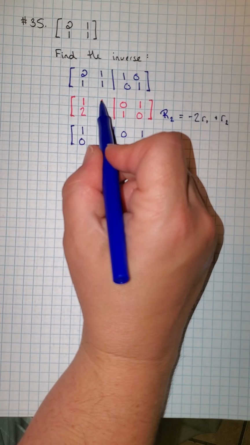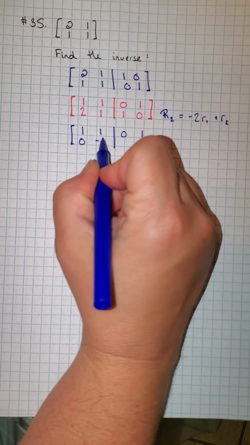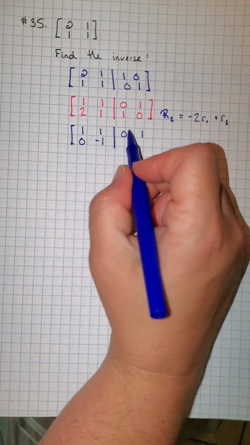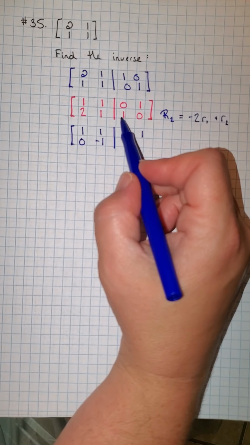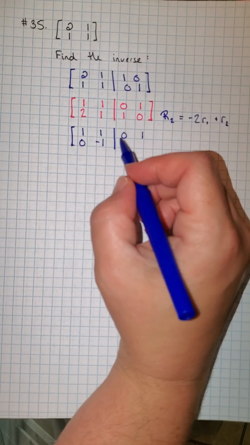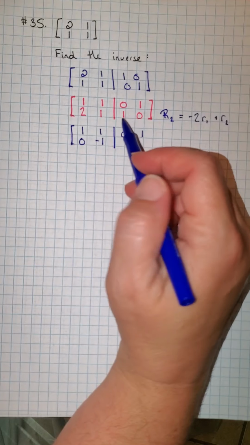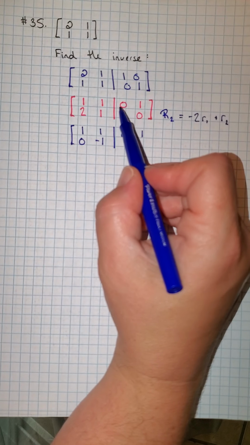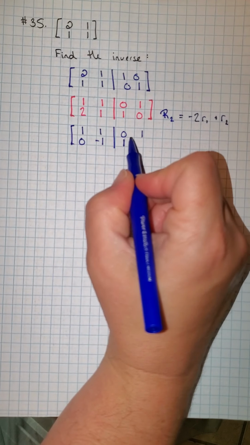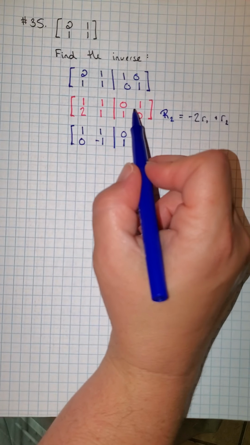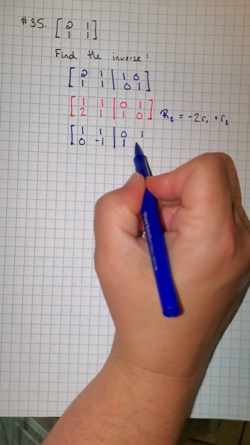Negative 2 here, negative 2 times 1 is negative 2. Plus 1 would be negative 1. Then you have negative 2 times 1 would be negative 2, plus 0 is negative 2. Hang on, I'm losing myself. Sorry. Negative 2 times 0 is 0. Plus 1 would be 1. There we go. Negative 2 times 1 is negative 2. Plus 0 would be negative 2.